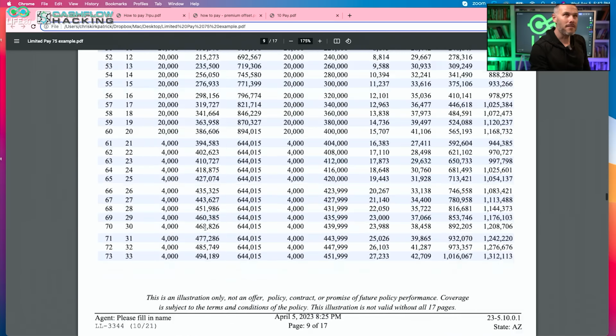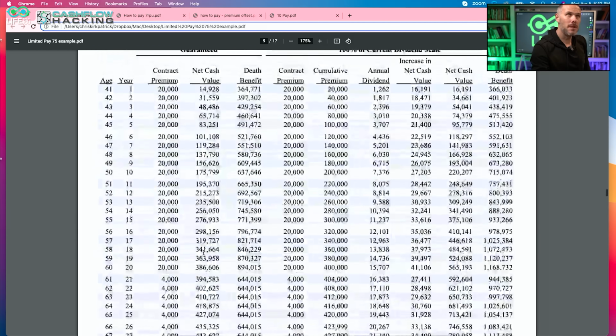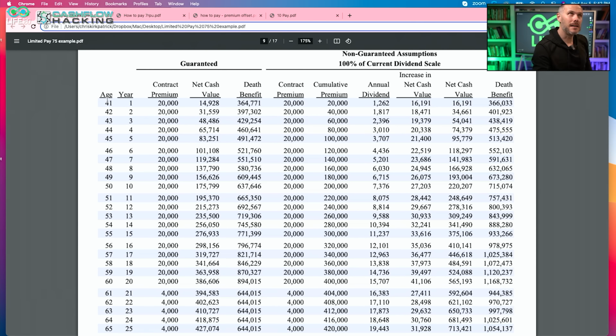It's the L75 effectively, where you pay through 75 years old. Now, full transparency, you can see I did this on a 40-year-old, and with a 40-year-old, you're looking at $20,000 a year premium, and it gets you $366,000 of death benefit. Year one, you got $16,191 of net cash value. That's great. I used a 20-year term rider on here.